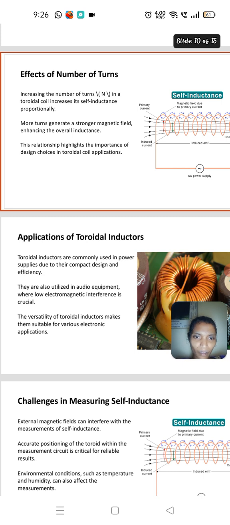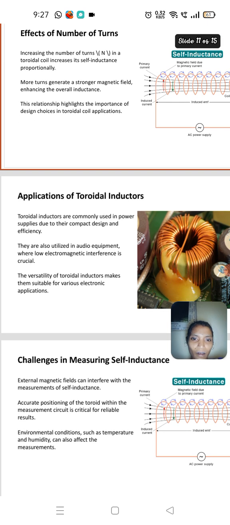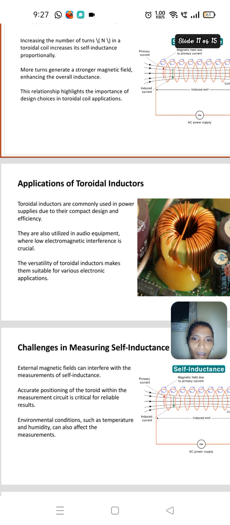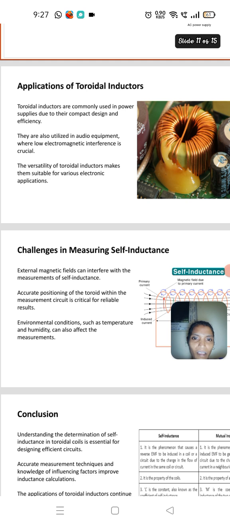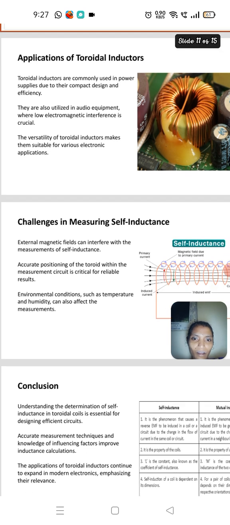Applications of toroidal inductors. Toroidal inductors are commonly used in power supplies due to their compact design and efficiency. They are also utilized in audio equipment and radio signals, where low electromagnetic interference and the circular shape of toroidal inductors make them suitable for various electronic applications.